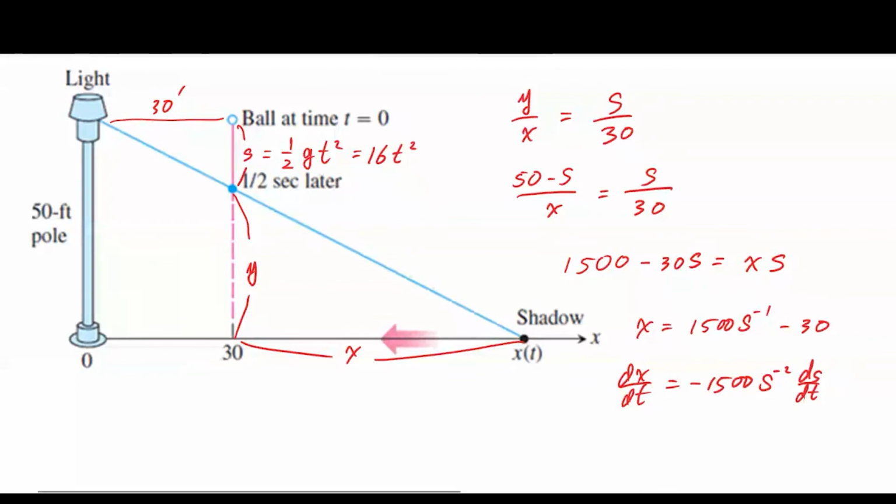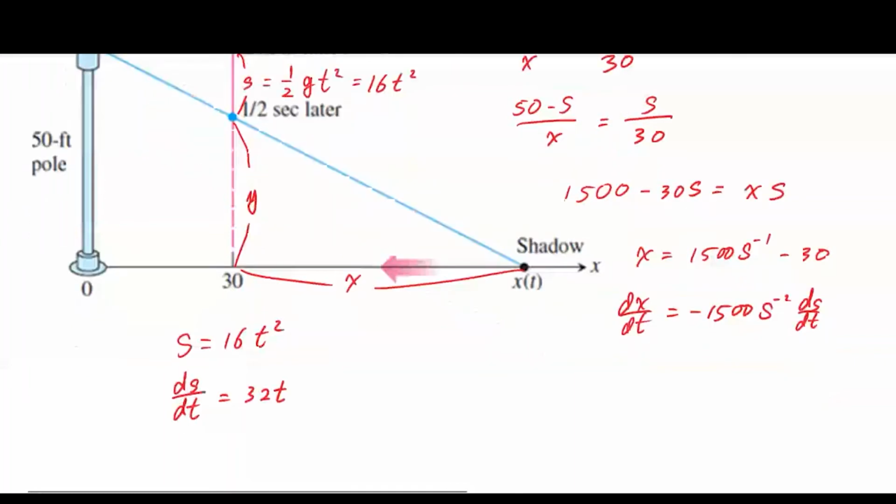So s here is 16t squared, and ds/dt, this is not what I did in the Dropbox note, but hey, is 32t. You know what I'm saying? At what time are we trying to measure this? Half a second later, right? So let's substitute half a second later.